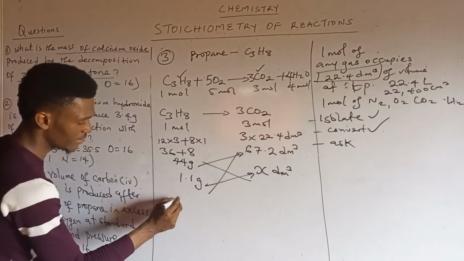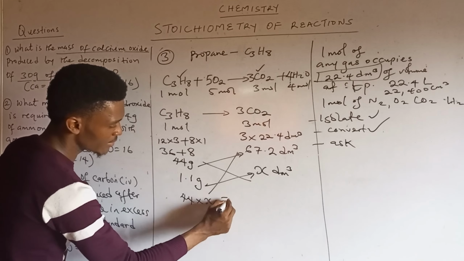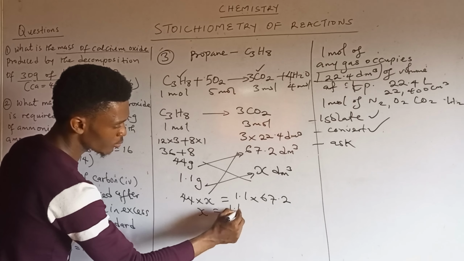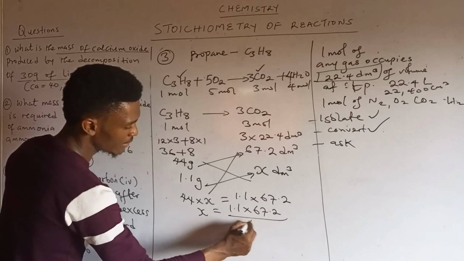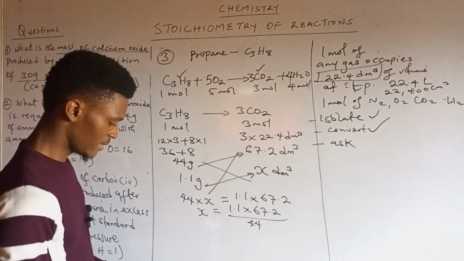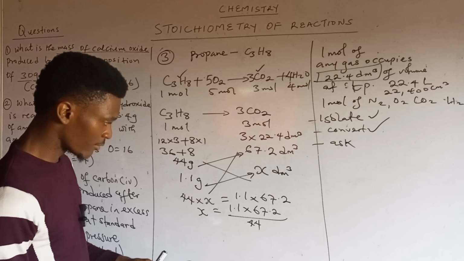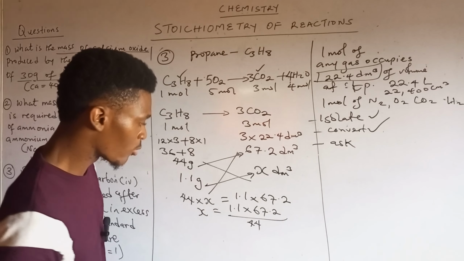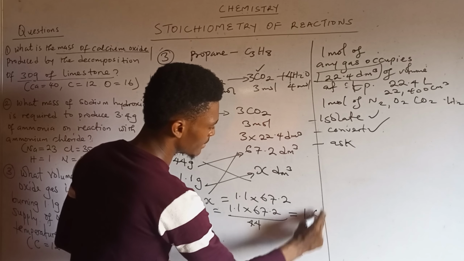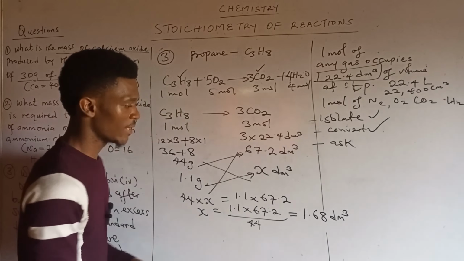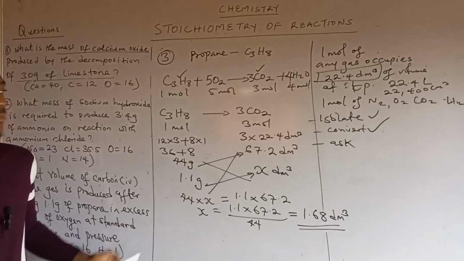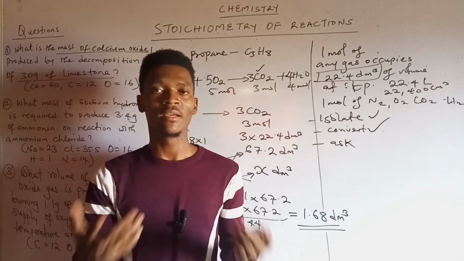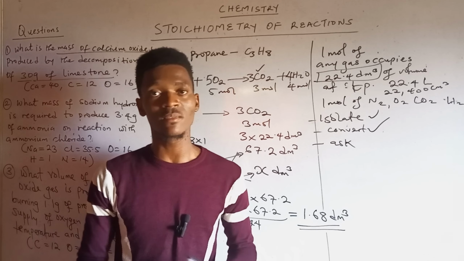So by cross multiplication, you'll be having 44 times x is equal to 1.1 times 67.2. And that becomes x equal to 1.1 times 67.2 over 44. So when we carry out the calculation, 1.1 times 67.2, and then we divide by 44. So our answer is 1.68 dm cube. So that becomes our answer. All right. So that's how you attempt questions on stoichiometry. Though we still have others I would not really have seen. But then again, these ones can actually be eye-openers to understanding how you can calculate stoichiometry easily.